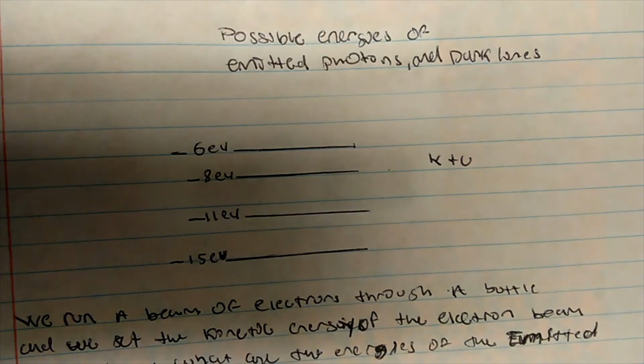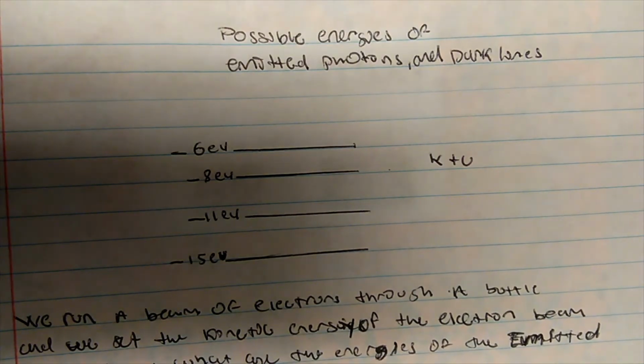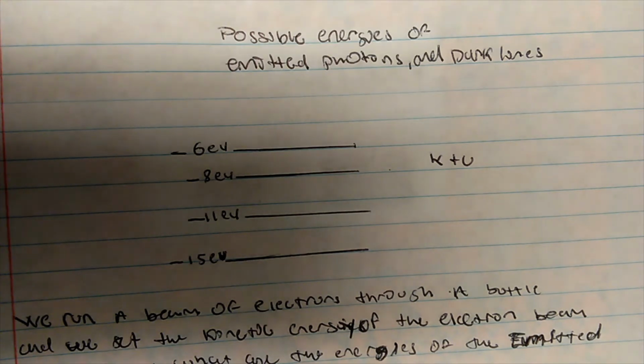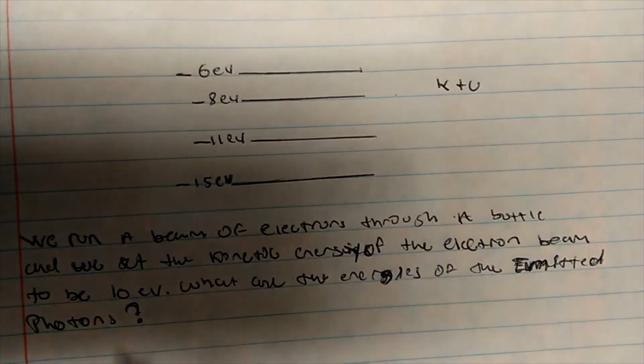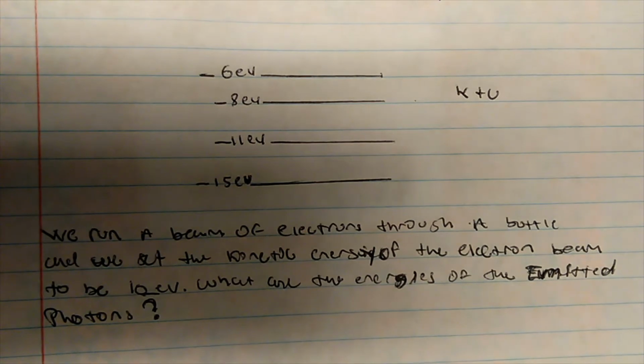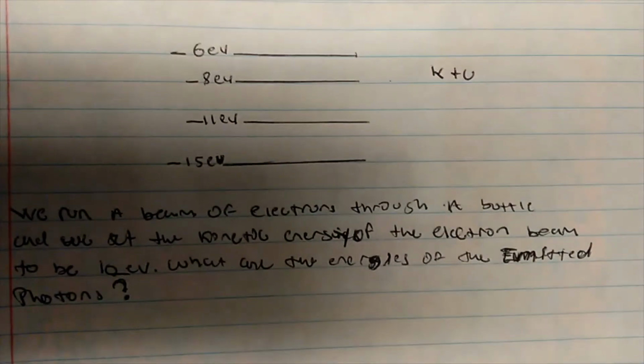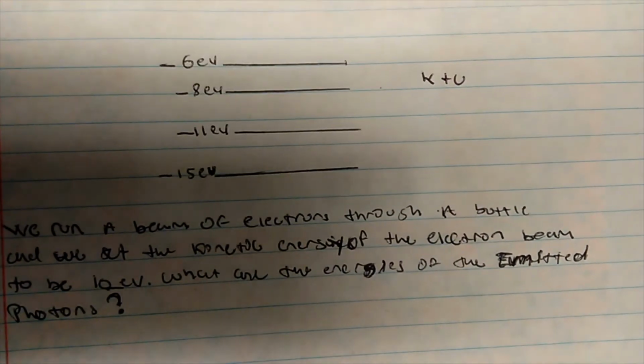We have a quantum system with electronic levels. These are K plus U, they're quantized. And maybe we have a bottle at room temperature, and all the systems are in the ground state. We run a beam of electrons through the bottle, and we set the kinetic energies of the electrons to be around 10 eV. Now my question is, what are the energies of the emitted photons?